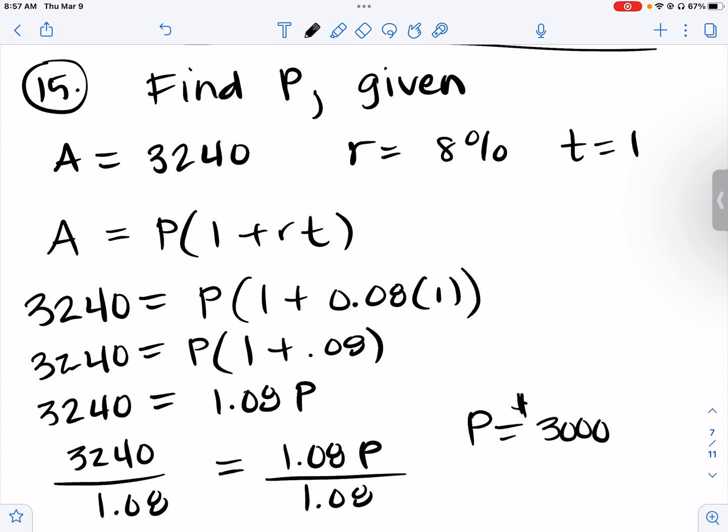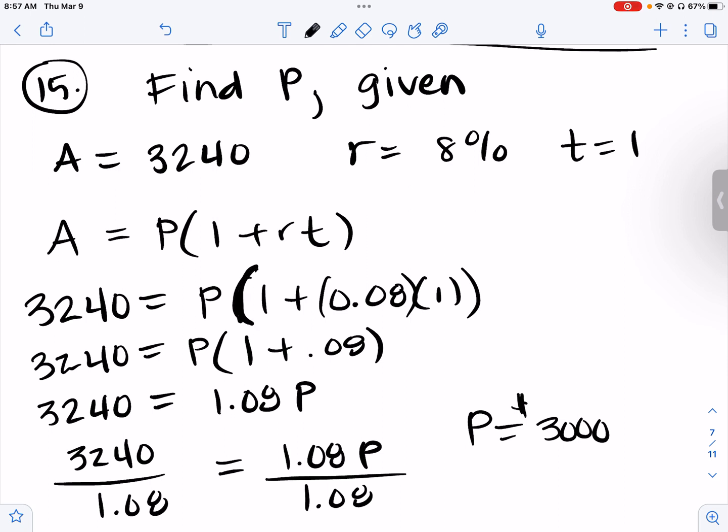Find P, given A is 3240, R is 8%, T equals 1. Okay, so we're going to use the same formula: A equals P parentheses 1 plus RT, close. Now this time we know A, so 3240 goes in for A. We're trying to find P. Okay, so 8% changes to 0.08, and T is 1.